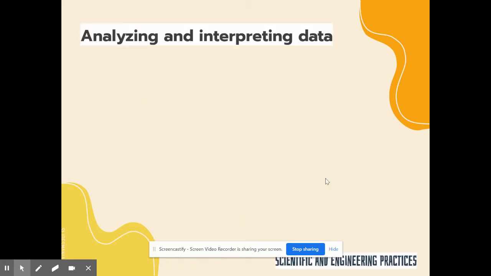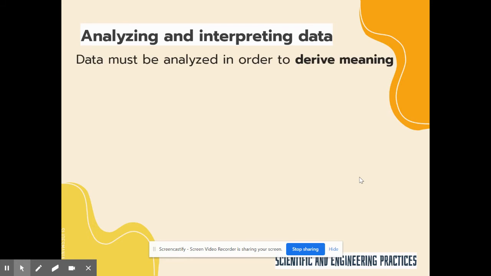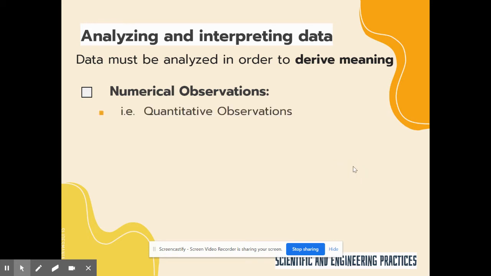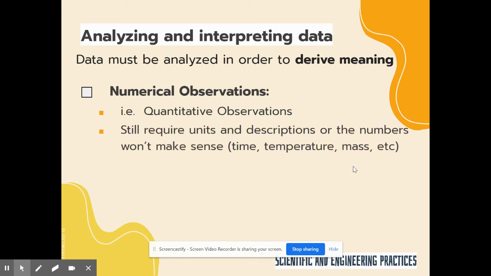So once we've completed our research and we've done our experiment, we want to analyze and be able to interpret the data. So the data has to be analyzed in order to derive any meaning from it. So we're going to have two different types of data. We can have a numerical observation. So this is more quantitative observation. So this would be more numbers. So we still need to require units.